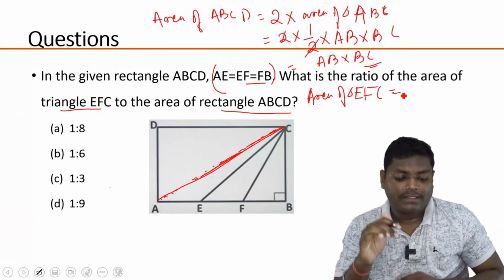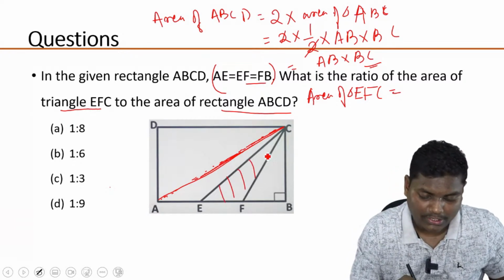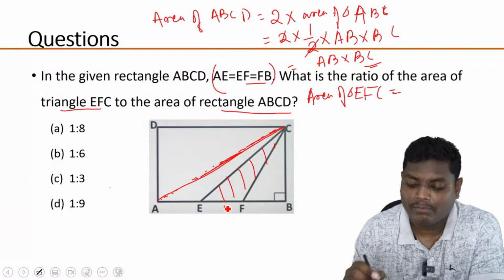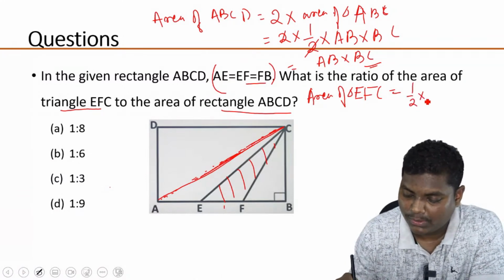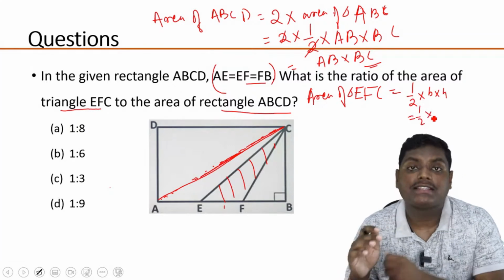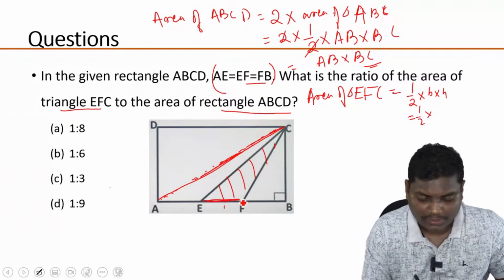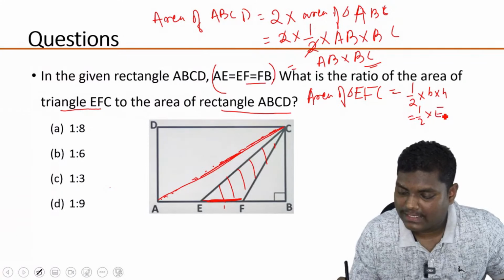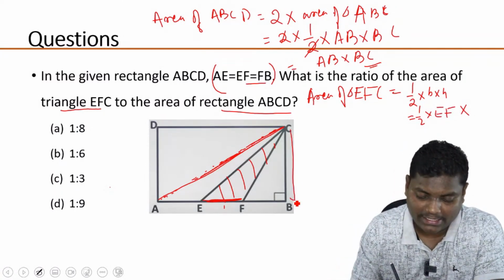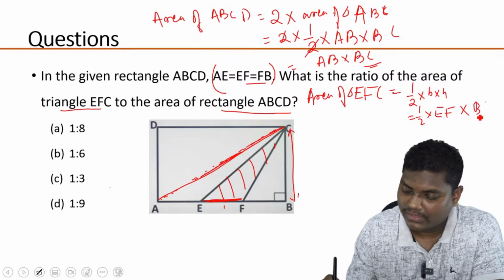If you look properly at the area of triangle EFC, this area will be given by half into base into height. Half into, what is the base? Here the base is EF. Into, what is the height? The height is the same. The height is BC.